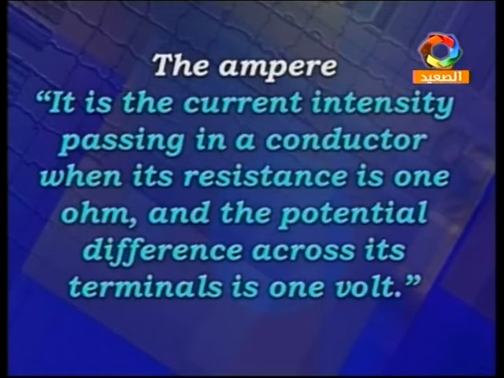After that we have the ampere. What is meant by ampere? It is the current intensity passing in a conductor when its resistance is 1 ohm and the potential difference is 1 volt. Again, the ampere is the current intensity passing in a conductor when the resistance is 1 ohm and the potential difference across its terminals, or between two ends of the conductor, is 1 volt.